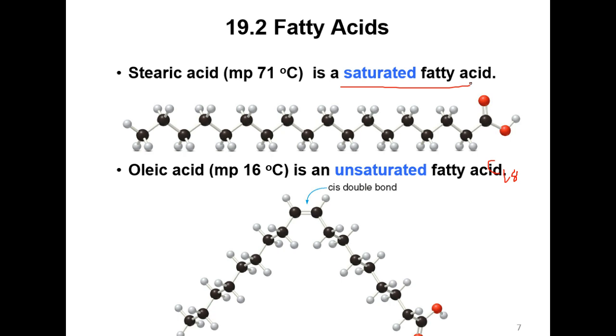Oleic acid is one of the most common unsaturated fatty acids. I believe it also has 2, 4, 6, 8, 10, 12, 14, 16, 18 carbons, 18 as well. So it's equivalent to stearic acid, except you have a double bond. Also, we'll talk about this, but that double bond is at 1, 2, 3, 4, 5, 6, 7, 8, 9, at the 9th carbon.